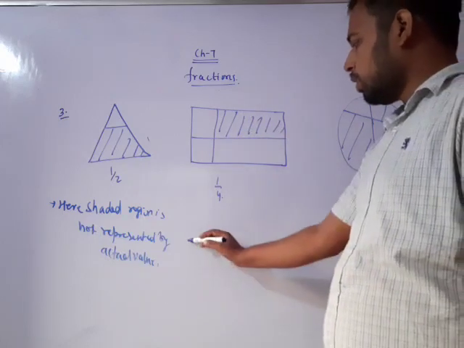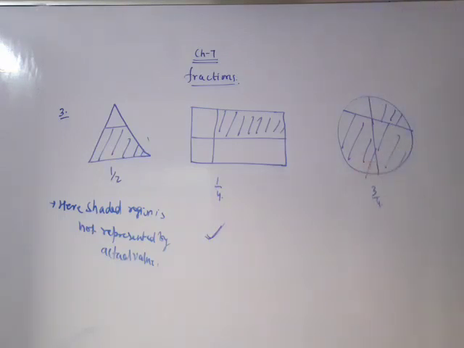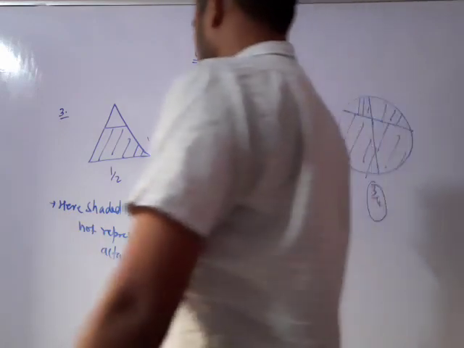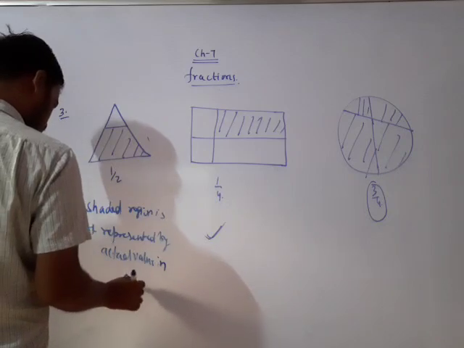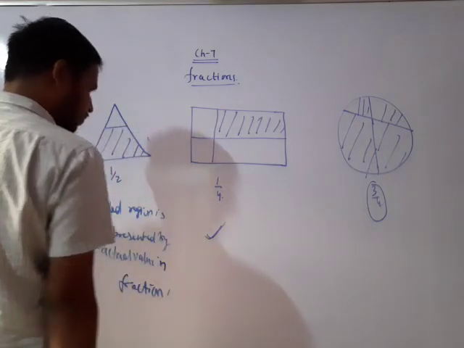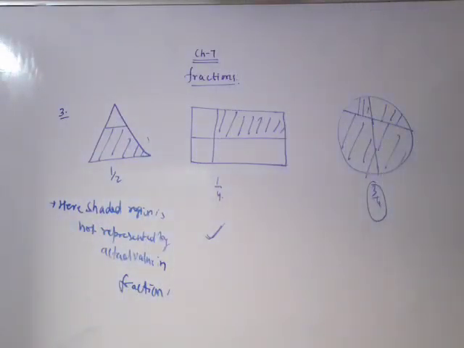So the same reason will come for this question also. And here 3 upon 4. This region is not 1/4 of the circle. So again the same reason will come: that the shaded region represented by the figure is not the actual value in fraction. So you write this one. Now we will move to the next question.